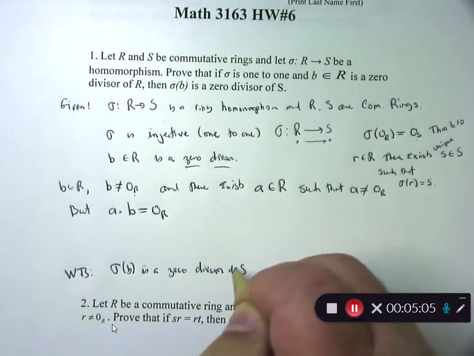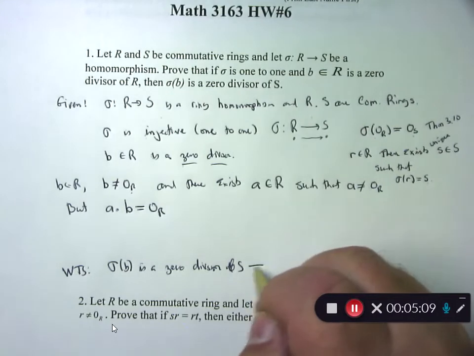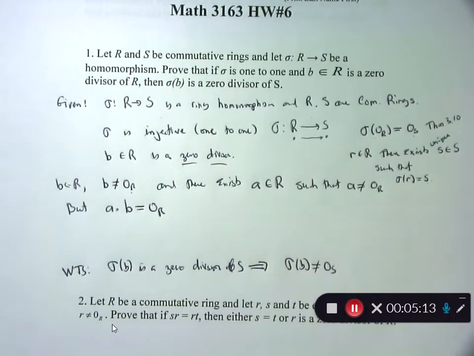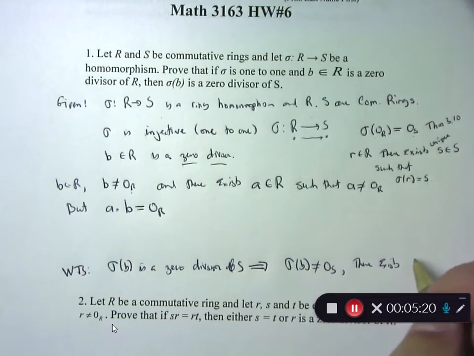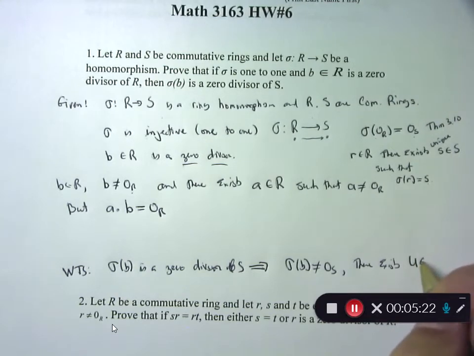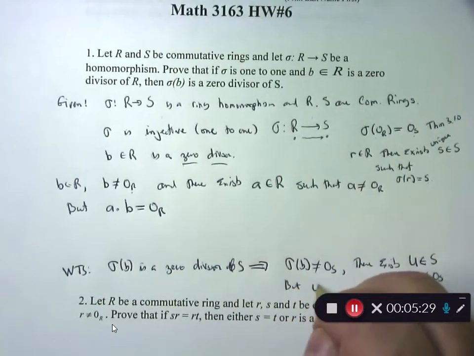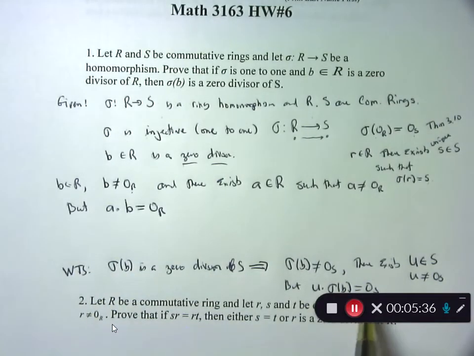of S. Well, how do you show somebody is a zero divisor? What do I have to show? That sigma B is not equal to 0_S. That's important. And there exists some element, we'll call it u for right now, in S, with u not equal to 0 in S, but u times sigma B will equal 0 in S. So this is really what I want to show right here. Okay?